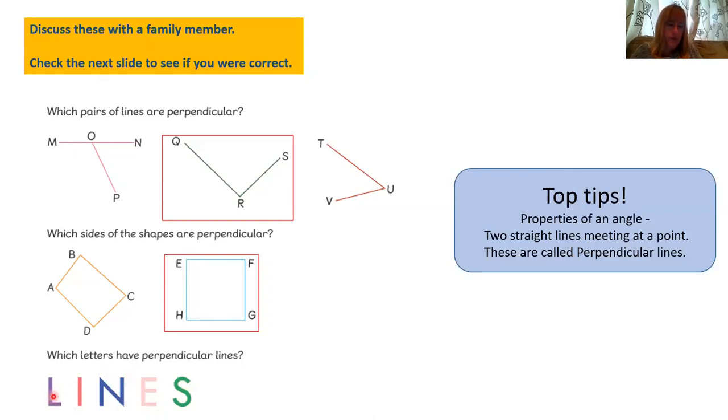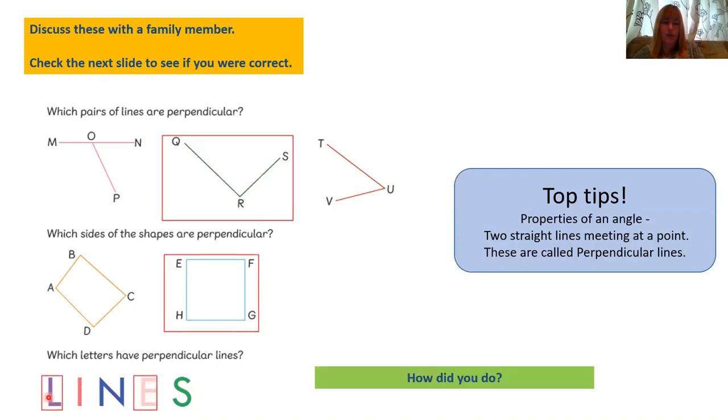Looking to see, are they right angles? Well, I only has 1 line, so how can it have an angle? N has a couple of angles. Are they right angles? What about E? I think the answer is L and E. What do you think? Let's check.